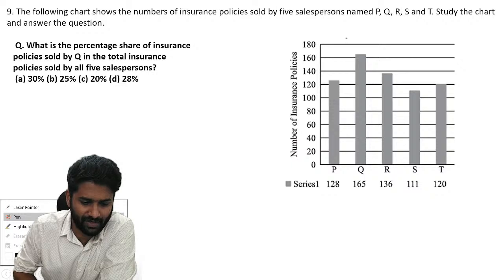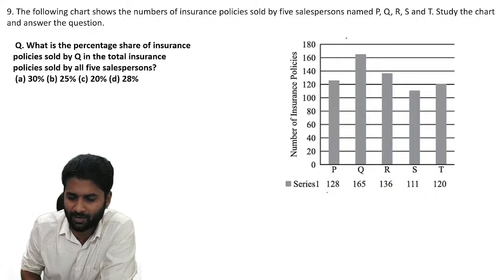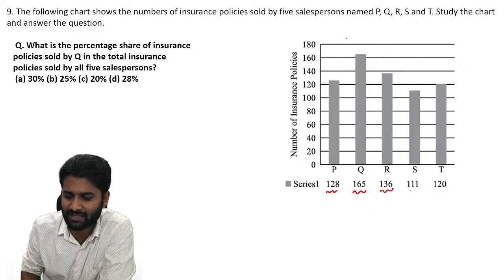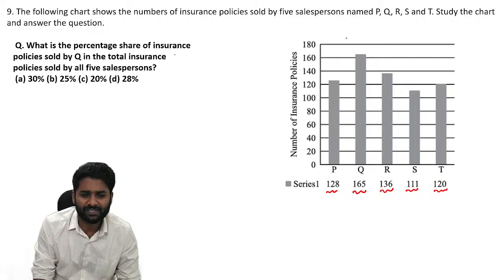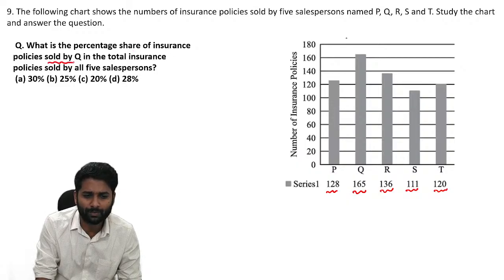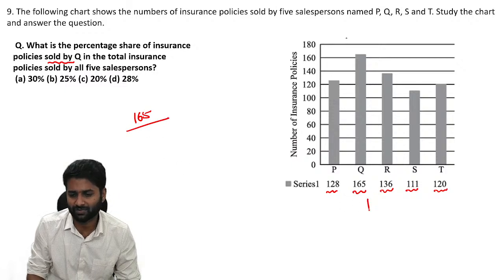Let's check this question. We have one more question from data interpretation. So the number of insurance policies. Number of insurance policies of P is 128, Q 165, R 136, S 111, T is 120. Another question. What is the percentage share of insurance policies sold by Q? Sold by Q is 165. And the total insurance sold by all these five salespersons. So 165 is what percentage of the total value. So find the total value.